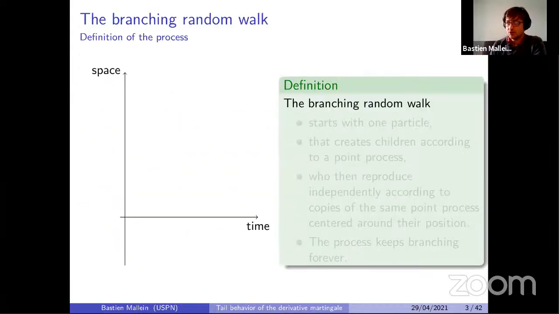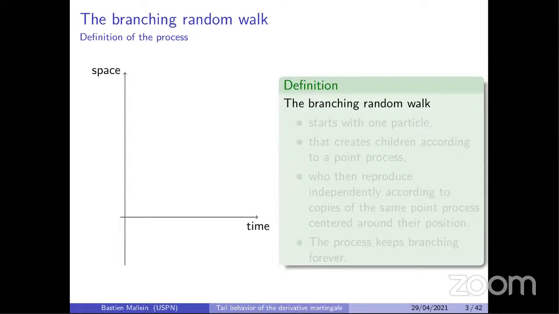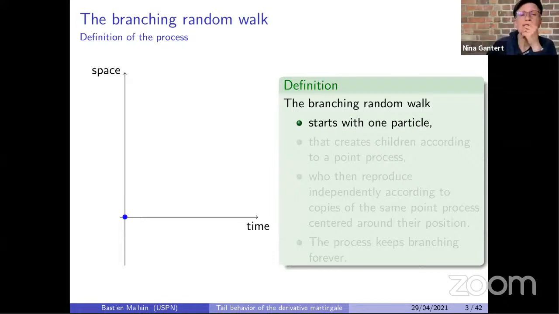The branching random walk is a particle system on the real line. It starts with one particle at time 0.